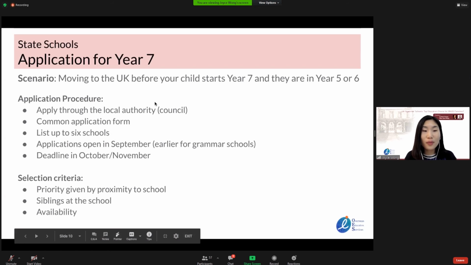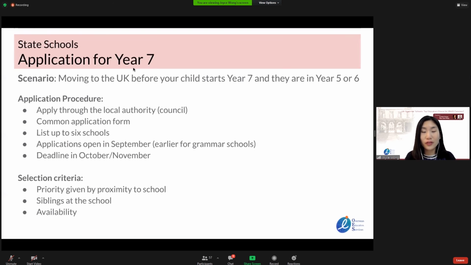Now, if you're applying for Year 7, this is a very common entry route. Those of you who will be going to the UK before your child reaches maybe Year 5 or Year 6 can apply through the common application for Year 7. Again, you go through your local authority and there's a common application procedure. You can list up to six schools, though again, it depends on where you live.